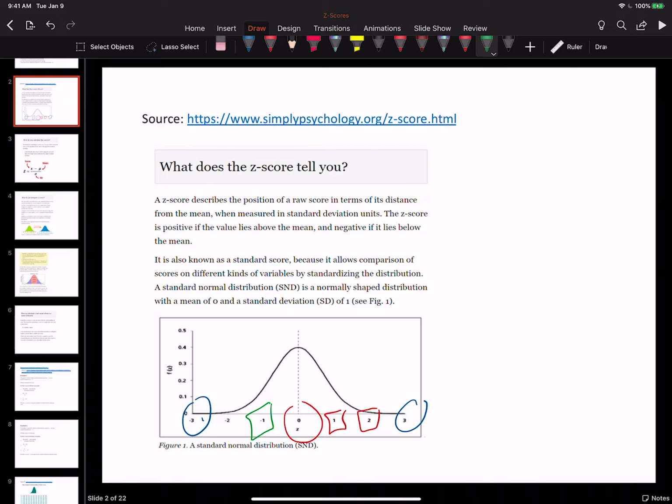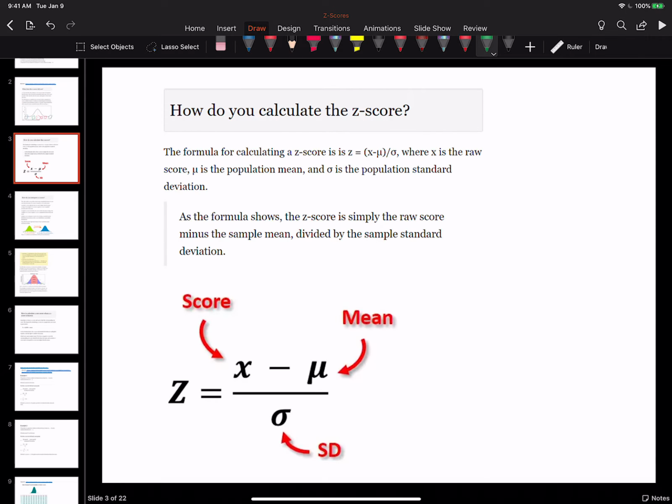Z equals -1 means you are below the average of the class with 1 standard deviation below. That's the meaning of it. Here's the formula enlarged. The score goes for x, mean for mu, and sigma stands for standard deviation.